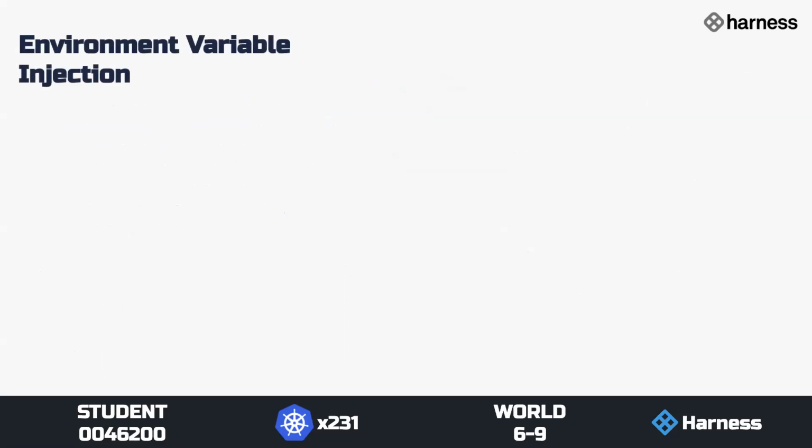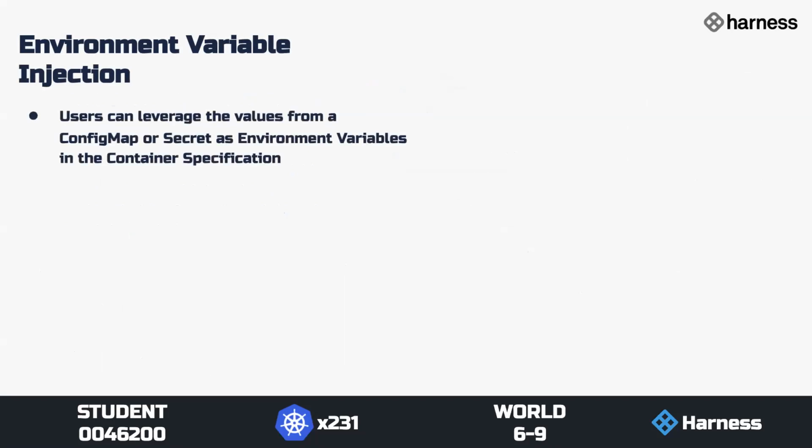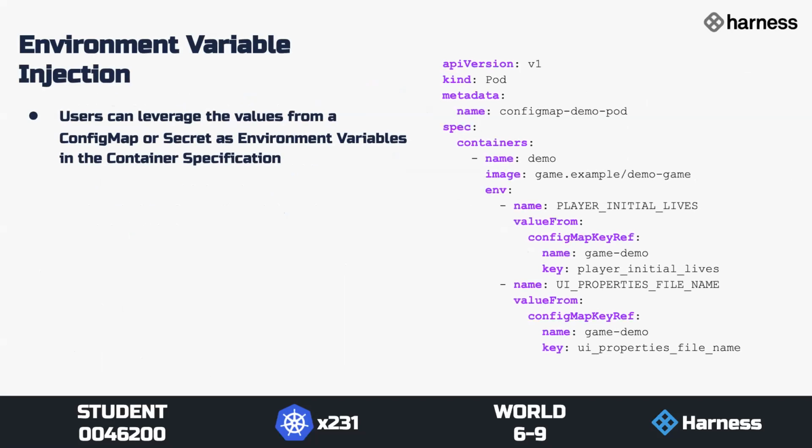Then you have the question of, if your configuration, your config map, your secret, or your volume exist externally to the pod, how do we get the key values to work with our actual application code? So you can leverage this using what's called environment variable injection, where you're basically saying, here's my environment variable for my game demo. It's called player initial lives, and I have another one called UI properties file name. In my config map, I'm going to be using player initial lives, and I'm going to be using UI properties file name. Those are the keys, and I've got the values associated to them in the config map.